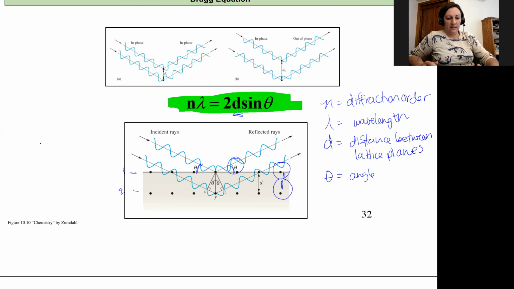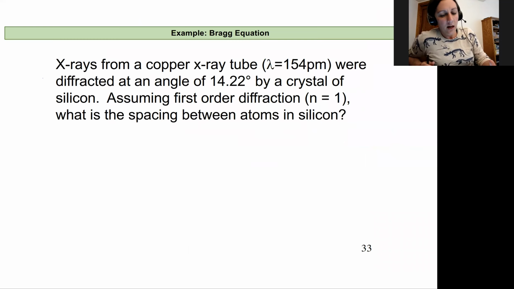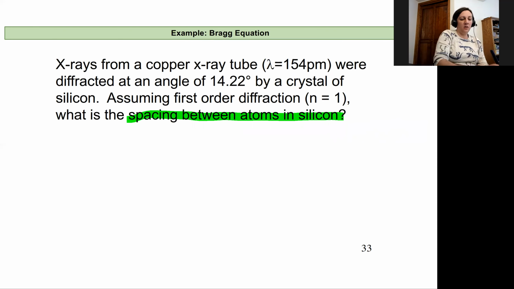So let's look at an example. We're going to have X-rays from a copper ray tube, which will be at 154 picometers. And they're going to be diffracted at an angle of 14.22 degrees. We're looking at a crystal of silicon. We're going to assume a first order diffraction, and we just want to determine what's the spacing between the atoms of silicon. That spacing between the atoms of silicon, our goal here, is going to be equal to d. So that's what we're really trying to calculate here.